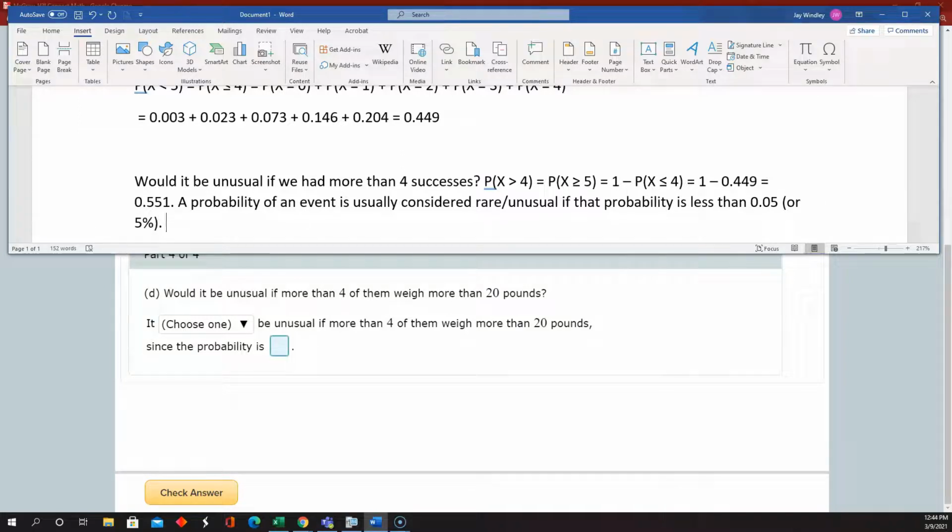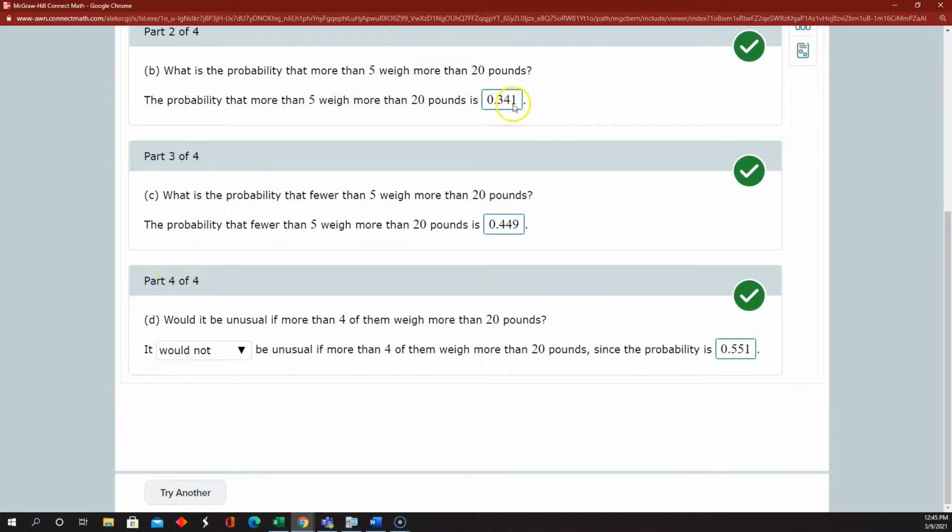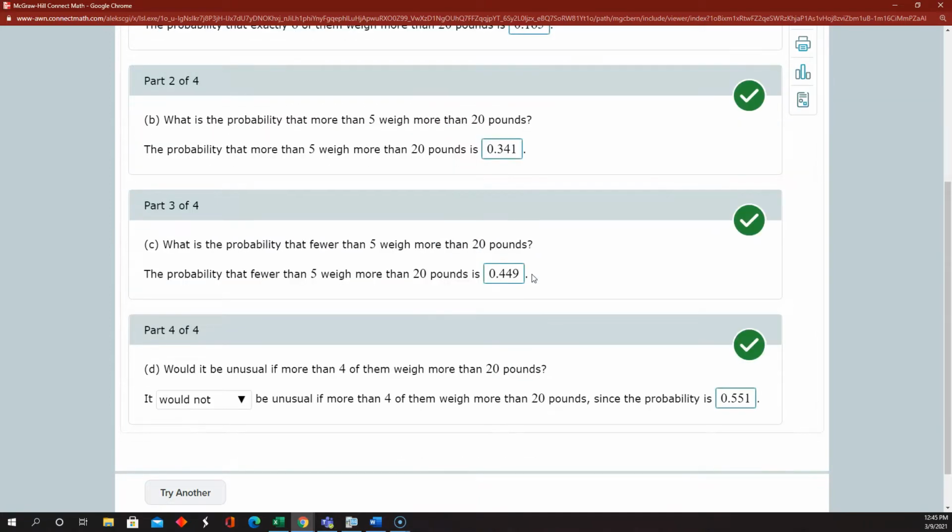So we'll talk about in later chapters, maybe chapter 8 and 9, the importance of that 5% cutoff. But usually when they're asking if something is unusual, they're talking about, is the probability smaller than 0.05? So in this case, I would say it would not be unusual because the probability is 0.551. So hopefully this all checks out. These answers were off by a little bit, but I was still close enough that all those got marked correct.